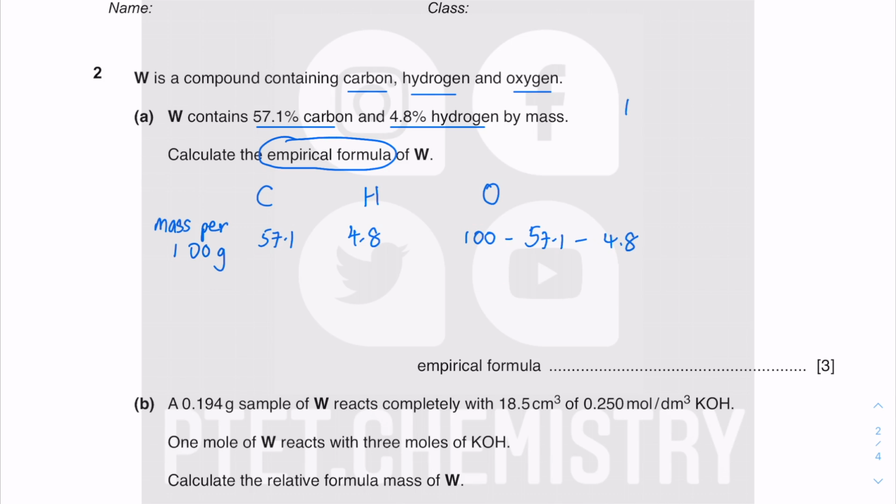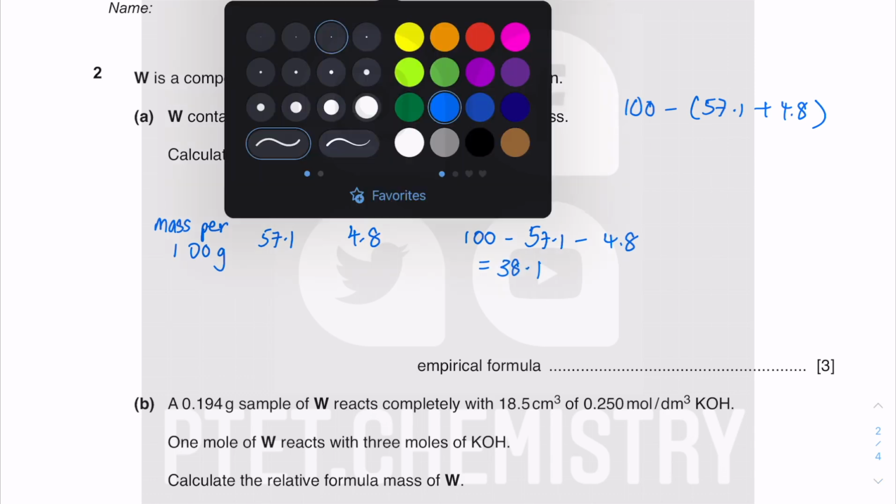You could be thinking about it as 100 minus 57.1 plus 4.8 is the same thing. Minus and plus give you minus. So they are the exact same thing. It's just mathematics. If we are very careless with mathematics, you need to be very careful, because these things can cost you a lot.